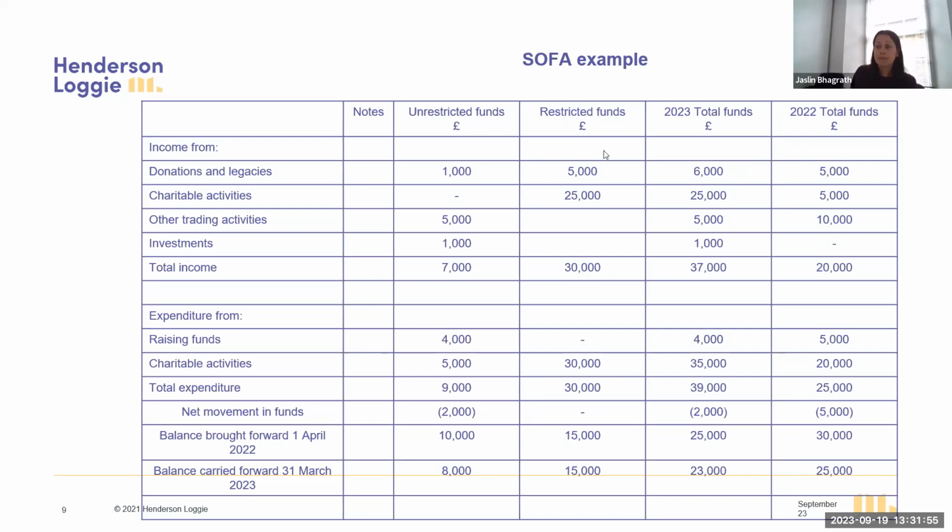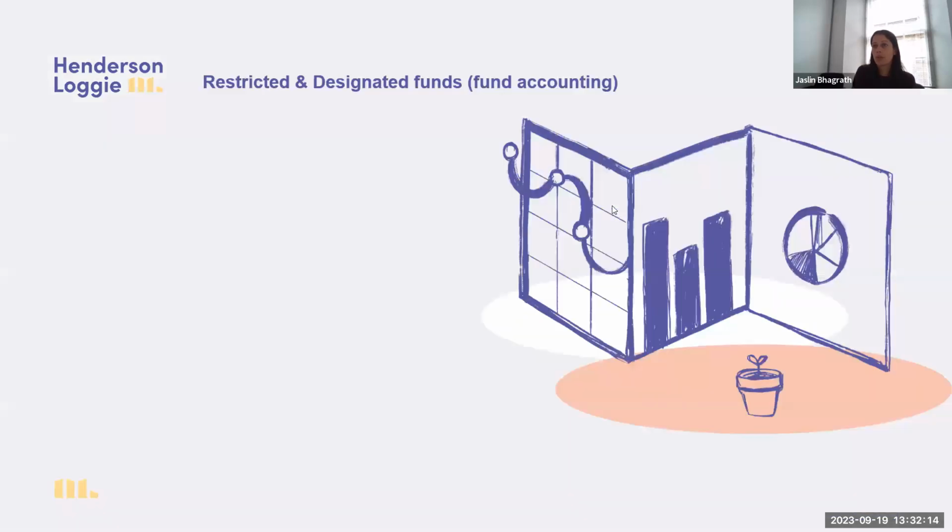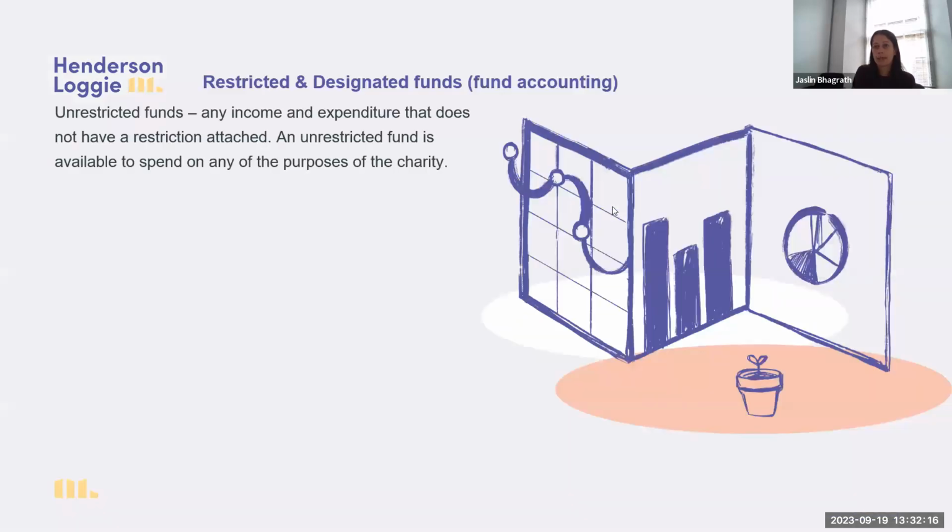And then in the middle is your different funds. So your total income and expenditure in the year is then broken down into pockets. So you've got your pockets of different funds. And that's probably a good time to go and talk about that now. So what are the types of funds that are available?